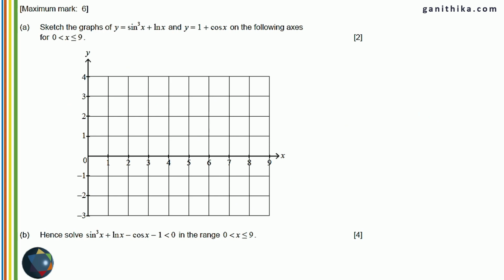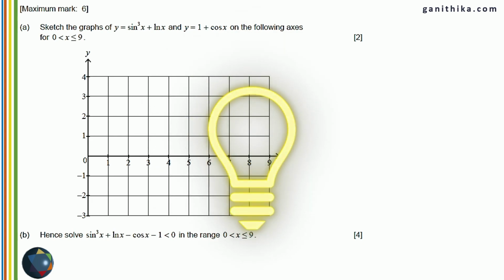Sketch the graphs of sine cube x plus ln x and 1 plus cos x. It's slightly difficult to draw the sine cube x plus ln x because there are quite a lot of curves in this. But you are going to sketch this from your graphing calculator. Before you proceed further, see that your graphing calculator has the x axis and y axis very similar to what is given here. So you should have your x window probably from -1 to 10 so that you can see 0 to 9 clearly. And your y window should be -4 to 5 so that you can see -3 to 4 clearly. So keep your y and x windows accordingly so that you can easily draw the graph more accurately.